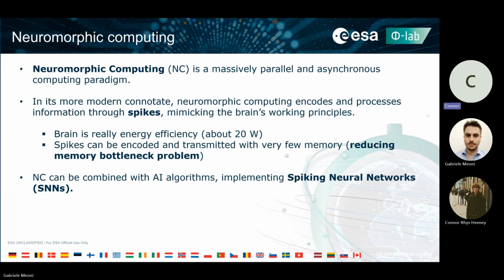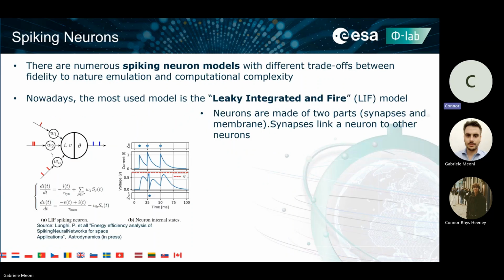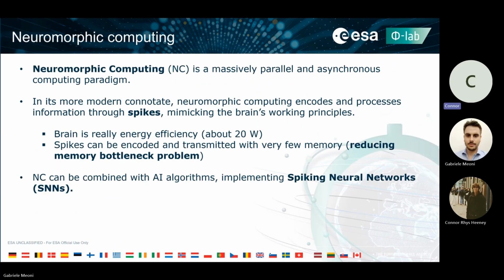Let's create a brain-inspired paradigm where networks communicate through spikes. And of course, we can implement spiking neural networks, so neuromorphic networks as well. Why spikes, for instance? Well, spikes means transmitting only binary information. So for instance, neuromorphic computing can partially solve the problem of memory bottleneck I told you before, simply by transmitting less information over the neurons.